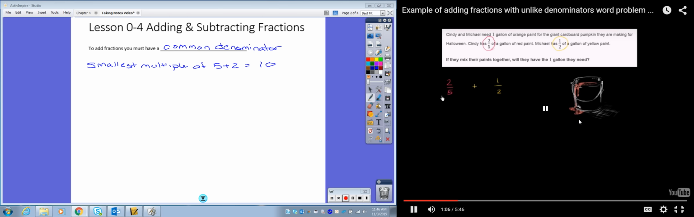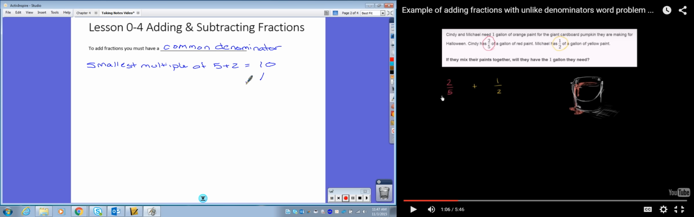The denominator to use is the number that is the smallest multiple of both 5 and 2. And since 5 and 2 are both prime numbers, the smallest number is just going to be their product. 10 is the smallest number that we can think of that is divisible by both 5 and 2. So let's... okay, again, I'm going to pause. So I need the smallest multiple of 5 and 2, which is 10, and it has to be divisible by both.